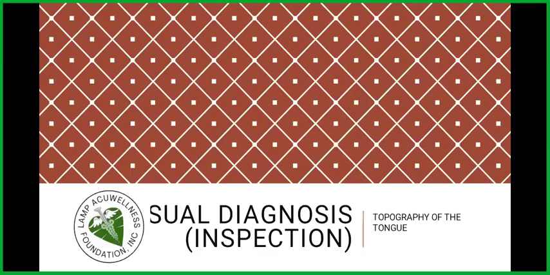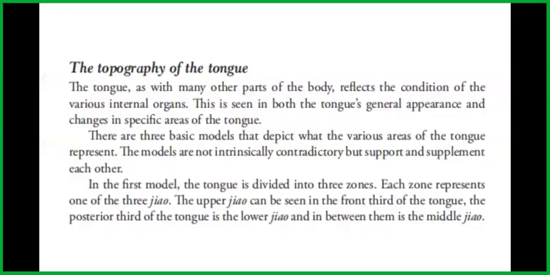Let's talk about visual diagnosis, topography of the tongue. The tongue, as with many other parts of the body, reflects the condition of the various internal organs. This is seen in both the tongue's general appearance and changes in specific areas of the tongue. There are three basic models that depict what the various areas of the tongue represent. The models are not intrinsically contradictory, but support and supplement each other.